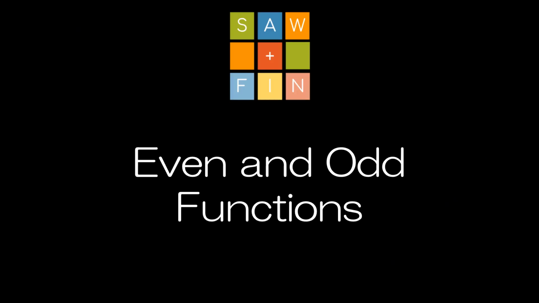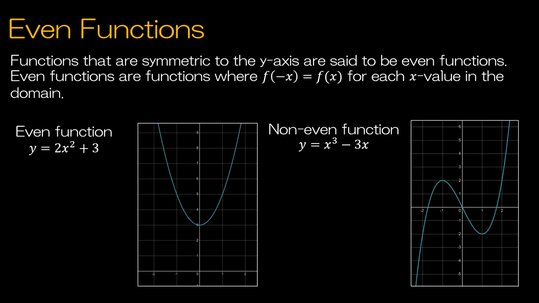Even and odd functions. We're going to finish up by taking a look at even and odd functions. An even function is a function that's symmetric to the y-axis. So again, that is the y-axis or the vertical axis. These are functions that can be folded in half across the axis. So that's what we're looking at for even functions.